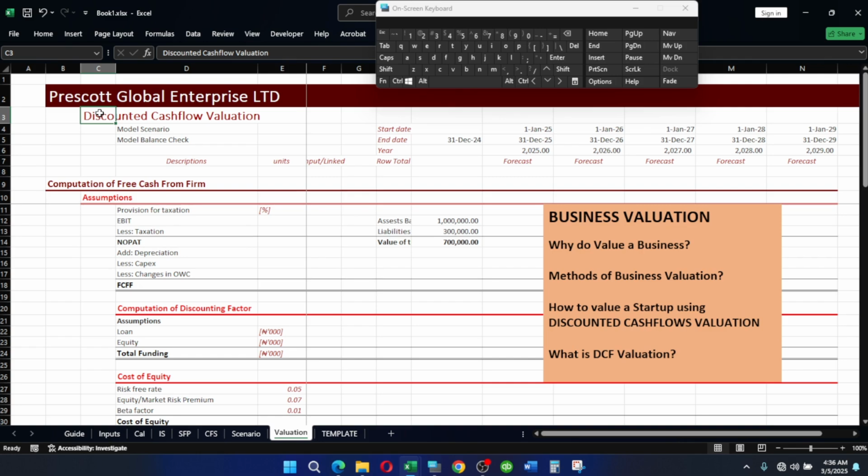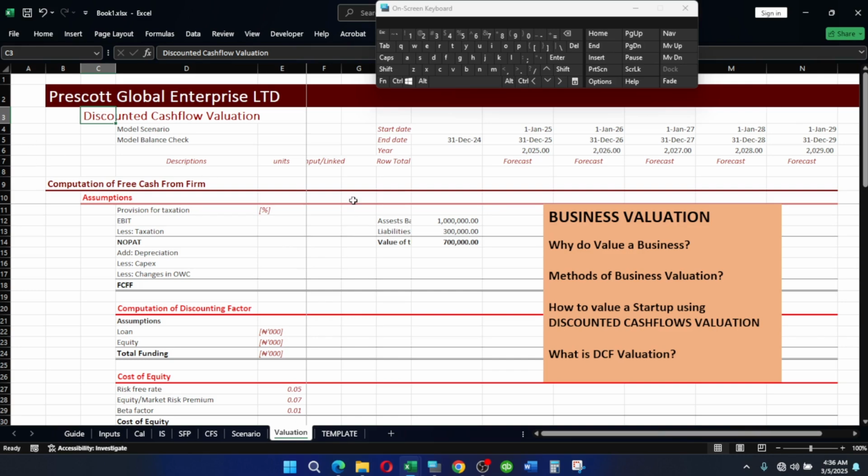Another instance under the income-based valuation is the earnings multiplier. The earnings multiplier uses the company's earnings and multiplies them by a standard number used in the industry.